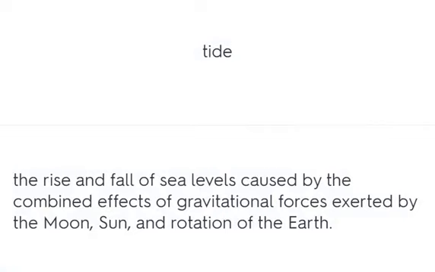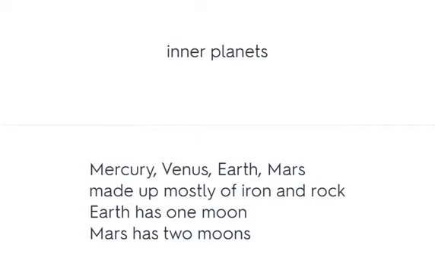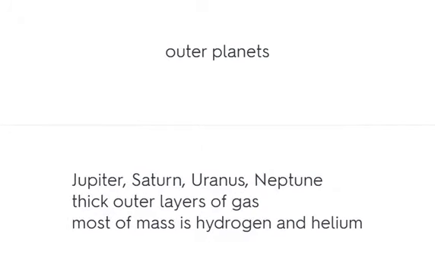Inner planets. Mercury, Venus, Earth, Mars, made up mostly of iron and rock. Earth has one moon, Mars has two moons. Outer planets. Jupiter, Saturn, Uranus, Neptune. Thick outer layers of gas. Most of mass is hydrogen and helium. Pluto, considered a dwarf planet.